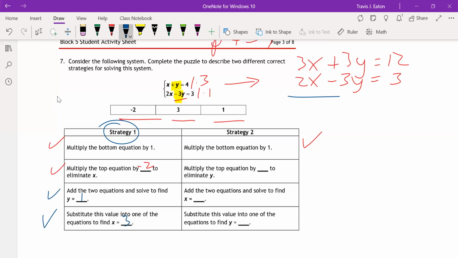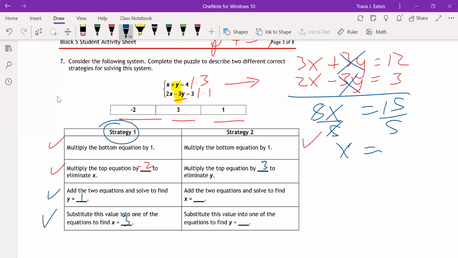Now, when I go to combine these things, I get positive 3y and negative 3y that cancel each other out. So the y's disappear. And so we multiplied the top equation by 3. I almost forgot to write that down. Now, 3x plus 2x is 5x. And 12 plus 3 is 15. Divide both sides by 5 to isolate the variable x. And x equals 15 divided by 5, which is 3.